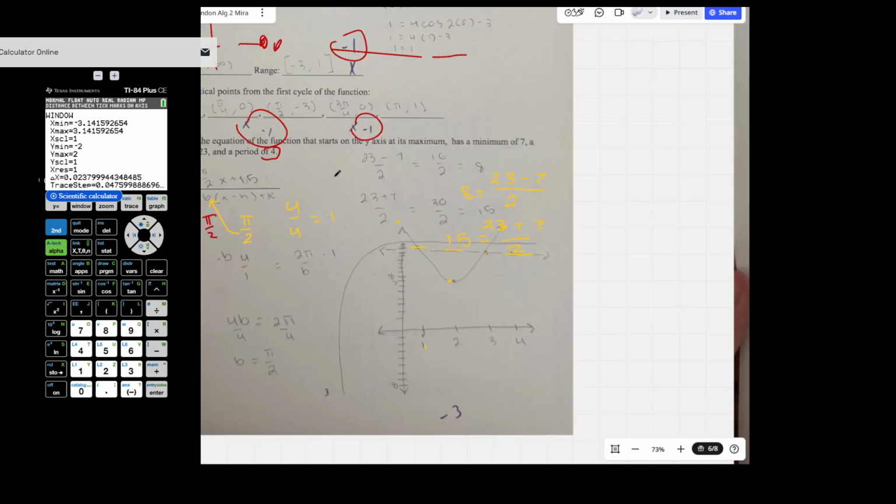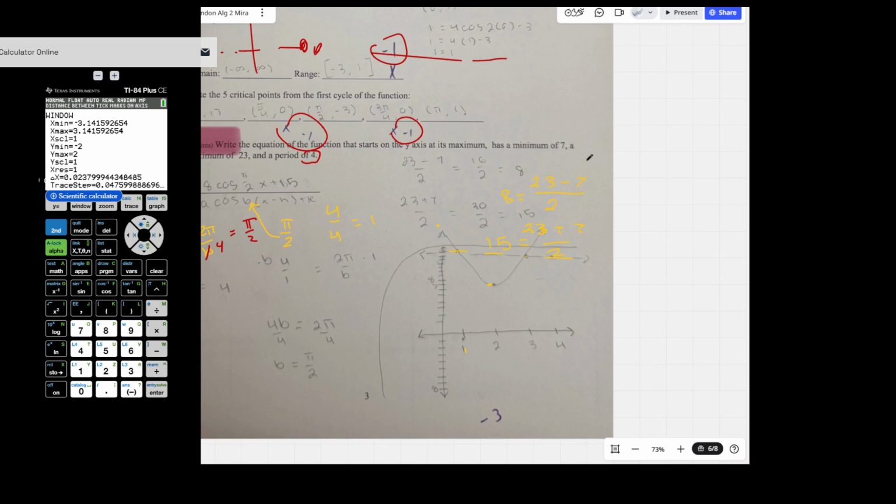And I see in this one, they're describing the graph. They're giving you a max and a min and some other information and a period. There are some formulas that convert the min and the max into the midline and the period. And those two formulas are very similar. One of them is subtract, one of them is add. Let's see, the midline would be the average of the max and the min.